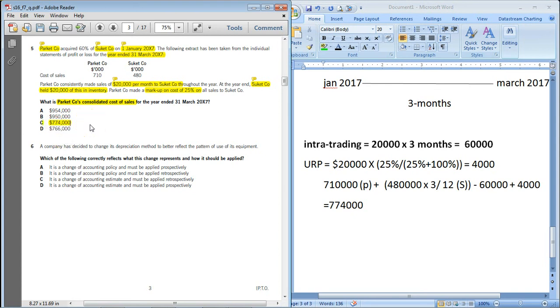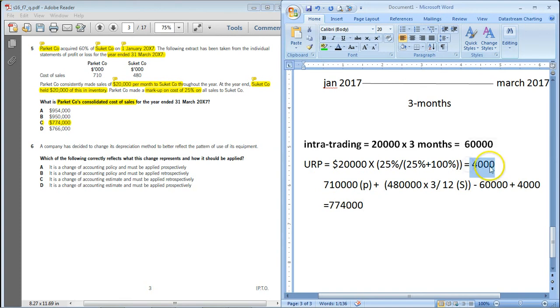This is the way how to treat the intra-trading transaction. It means that you have two effects which focus on the intra-trading: debit sales, credit COS. You have to minus both sales and COS. For URP, don't forget you have to debit your COS. Another one is you have to minus 4,000 at the inventory in the CSOFP. But you don't need to do that now because I'm focusing on the statement of profit and loss account.